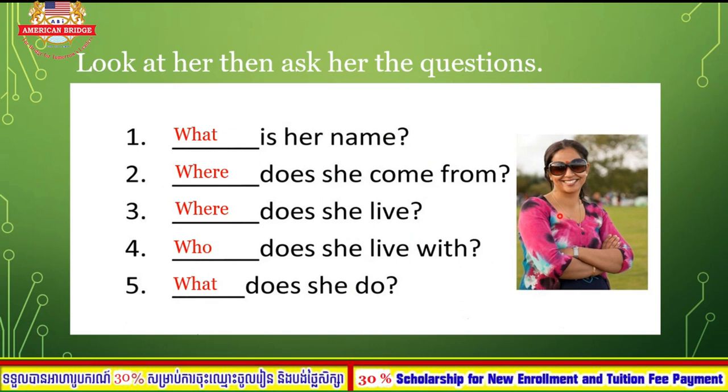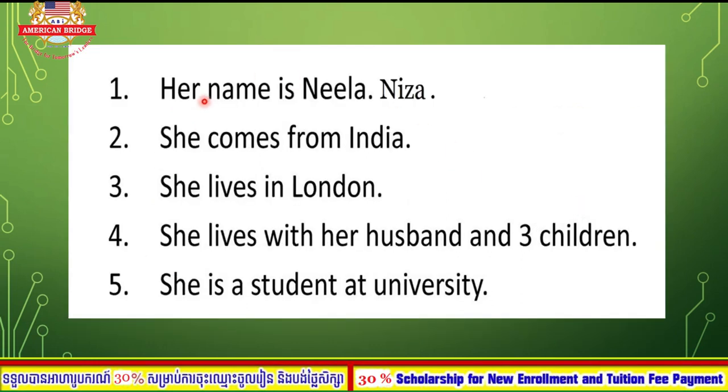Now please check her answers. Okay, number 1. Remember everyone, what question have you created in order to ask her? Yes. What is her name, right? Her name is Nilaniza. Number 2, where does she come from? She comes from India. We have a subject and verb 1 here, so we need to add s. And where does she live? She lives in London, right?